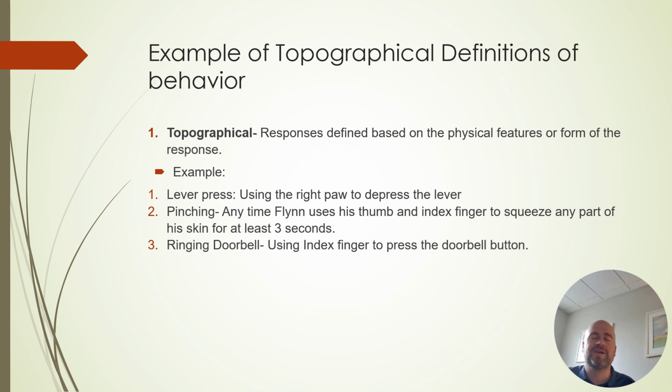Now topographical definitions, and this is the one that is most common that you are probably used to seeing. Topographical definitions define responses based on the physical features or form of the response, plainly speaking, what the behavior actually looks like. So we have the same three examples. Lever press: using the right paw to depress the lever, could be an example of a topographical definition. Pinching: any time Flynn uses his thumb and index finger to squeeze any part of his skin for at least 3 seconds. Another example of a topographical definition. And then finally, ringing doorbell: using the index finger to press a doorbell button.